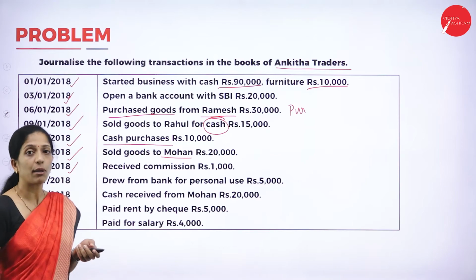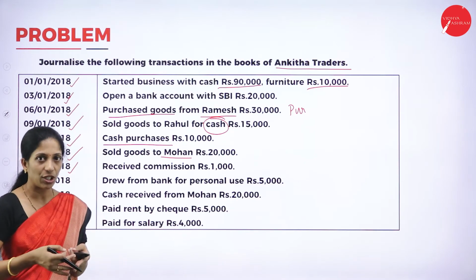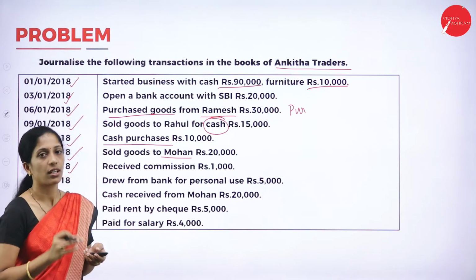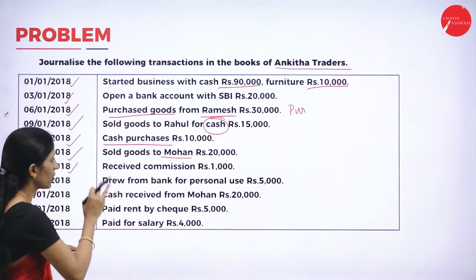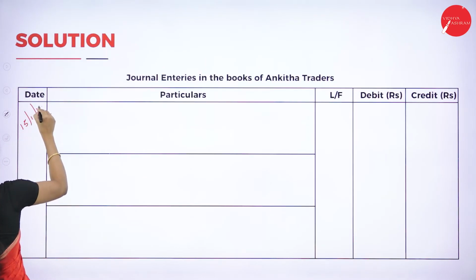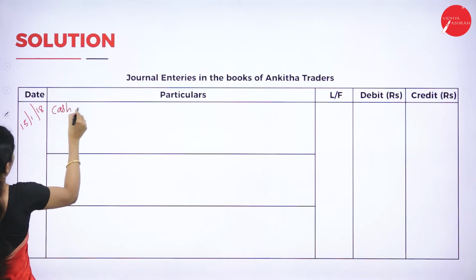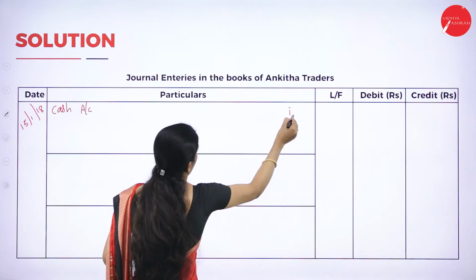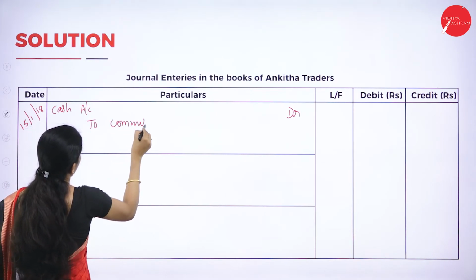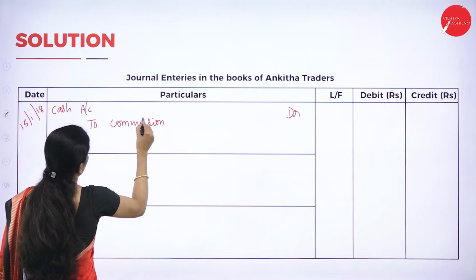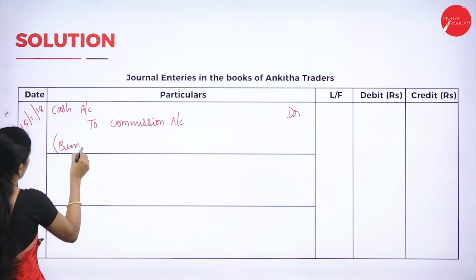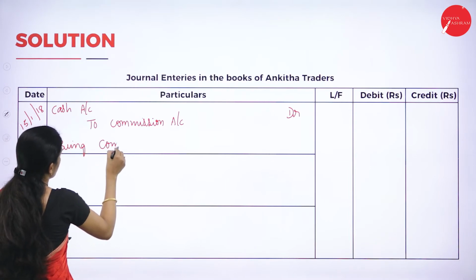15/1/2018 received commission. Now they are going to receive the commission. So what comes to you? Cash. In the form of what? Commission. So cash account debit to commission account 1,000. 15/1/2018 cash account debtor to commission account. Write the narration: being commission received.